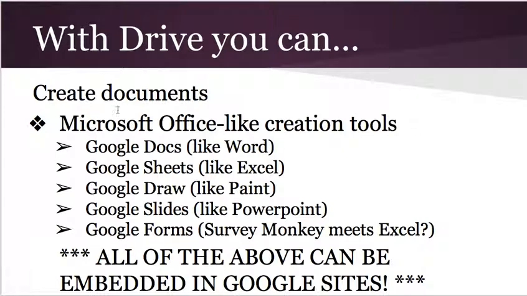So with Drive, you can create documents. It creates documents like Google Docs, which is like Word, Sheets, which is like Excel, Google Draw, which is like Paint. Draw is actually very, very cool. It creates every shape as a text box, and you could import that directly into a Google Doc, the Word file. You have Google Slides, which is like PowerPoint, and Google Forms, which is kind of a cross between SurveyMonkey meets Excel.